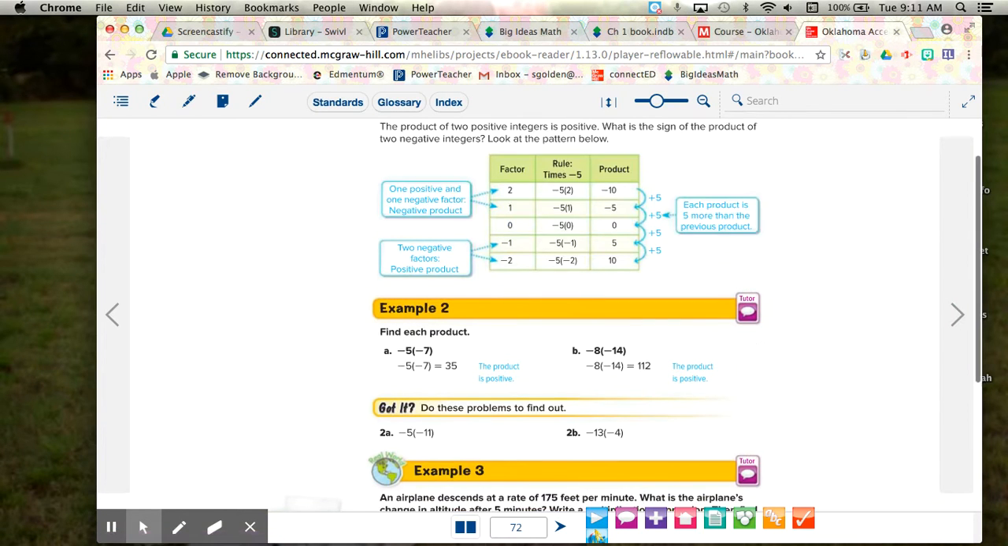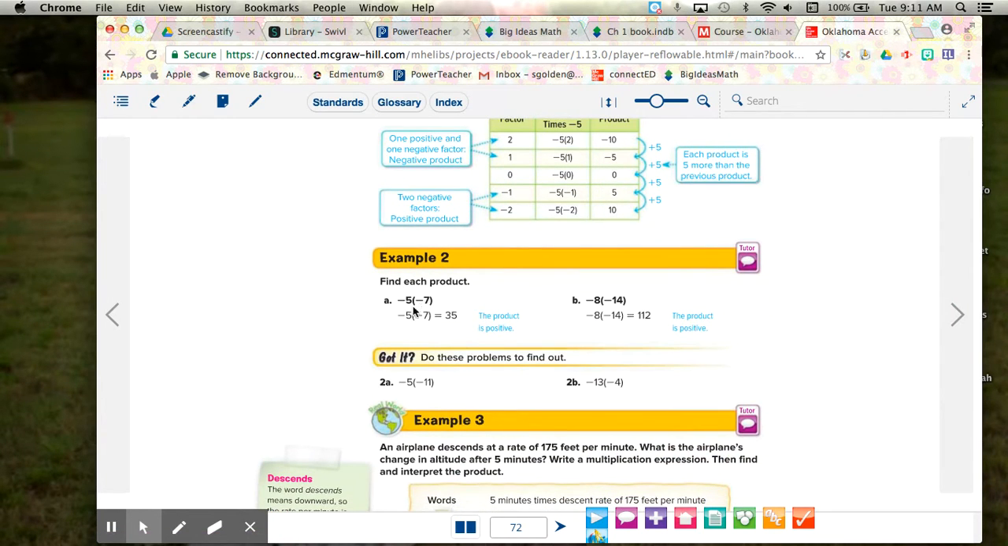Let's see if it'll scroll. Here we go. Okay, example 2, it's just more practice. So negative 5 times negative 7, a negative times a negative cancels and becomes positive, and then 5 times 7 is 35. On B, we have negative 8 times negative 14. 8 times 14 is 112, and again a negative times a negative cancels and makes a positive. So I want you to also write down 2A and 2B, and now try all 4 of those problems. Pause the video, and then when you press play, I will work them out for you.